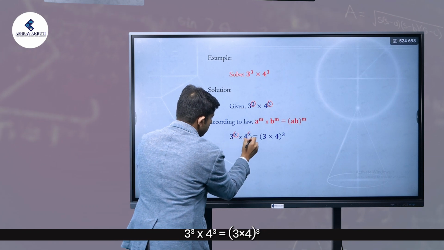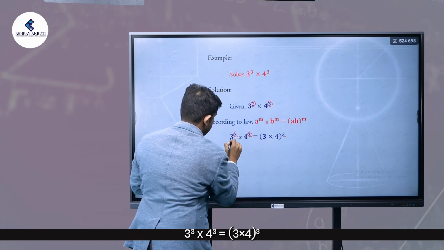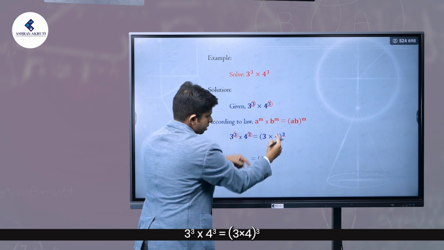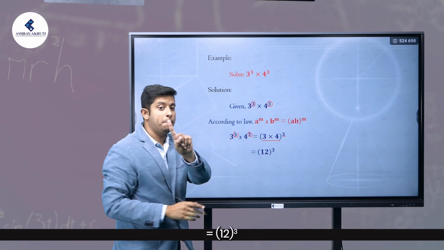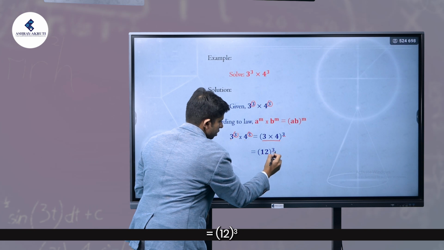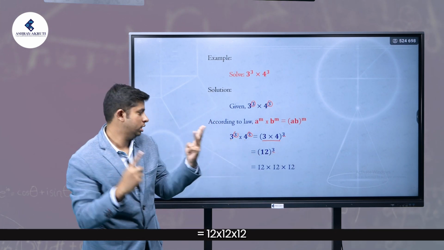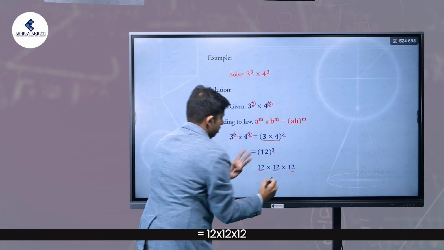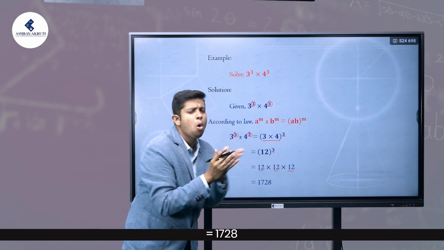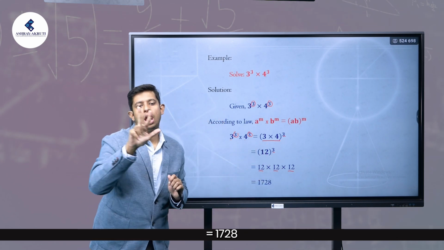3 to the power of 3 into 4 to the power of 3 is equal to 3 into 4 whole to the power of 3. Nothing but 12 whole to the power of 3. 12 into 12 into 12, which is equal to 1728.